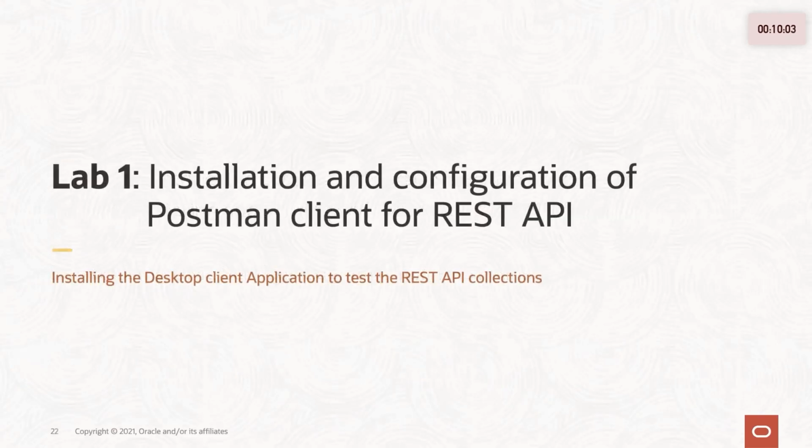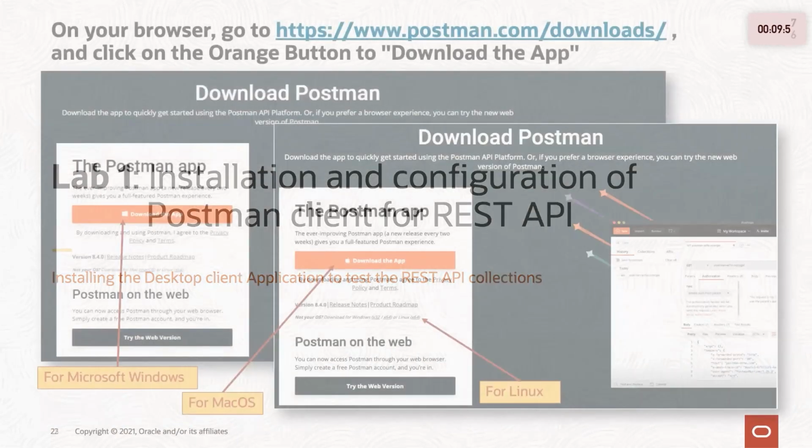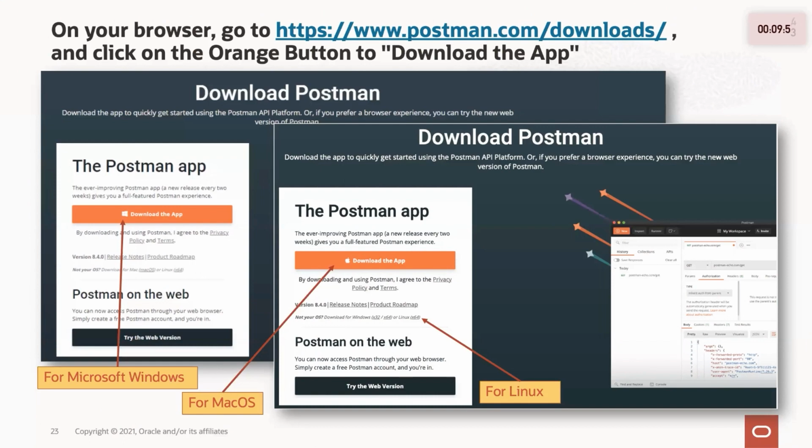So first things first, let's get going with the installation and configuration of Postman client. So what I want you guys to do is to please go to postman.com/downloads. Okay, so you should be able to open a page just like this. There is a client for Linux if that's what you're using as well. So it shouldn't be any different. But I'm showing you here on the screen the basic Microsoft Windows and Mac OS.